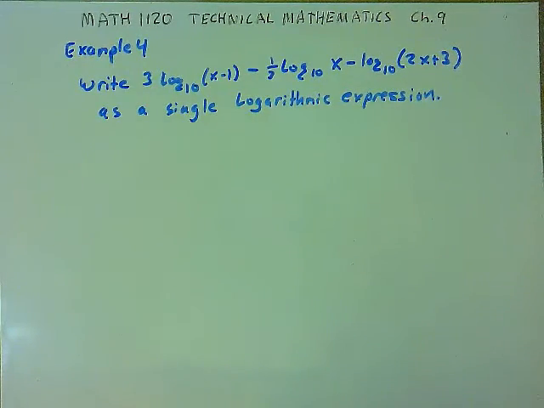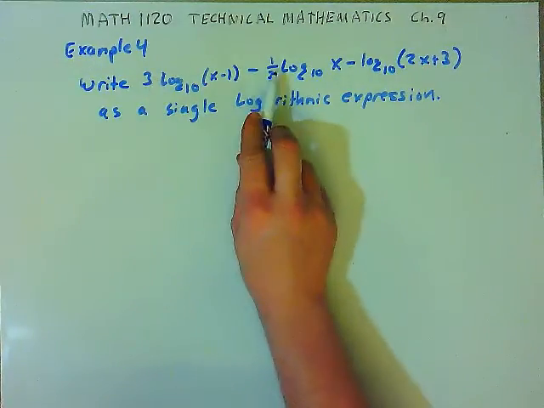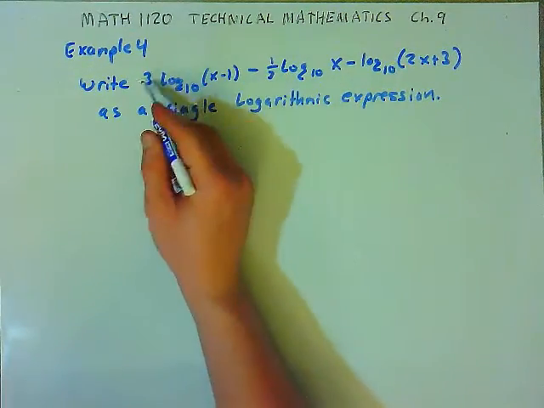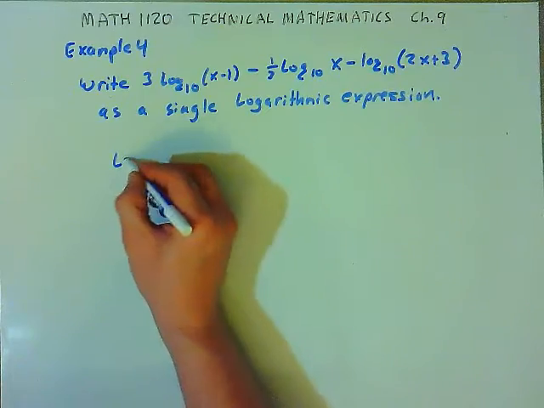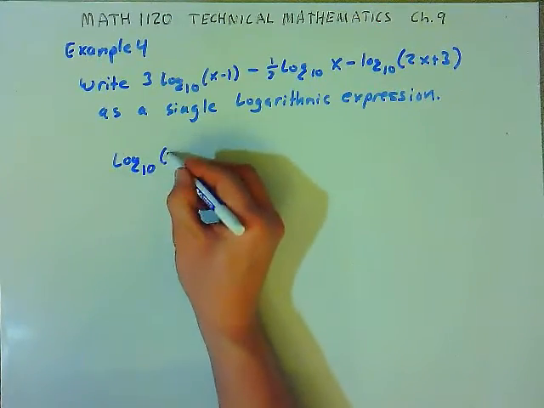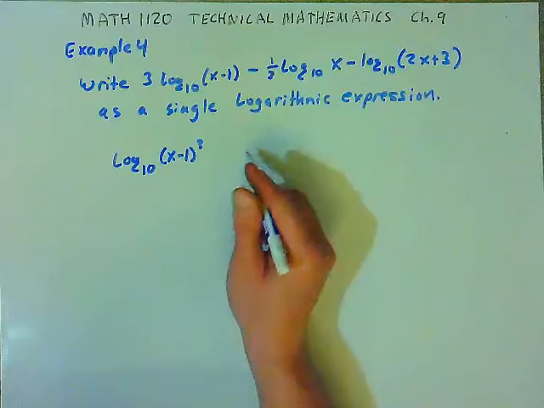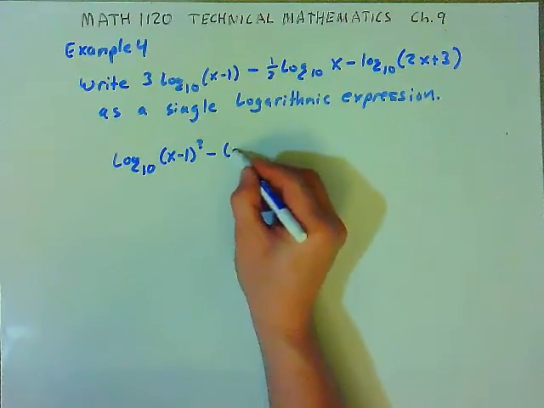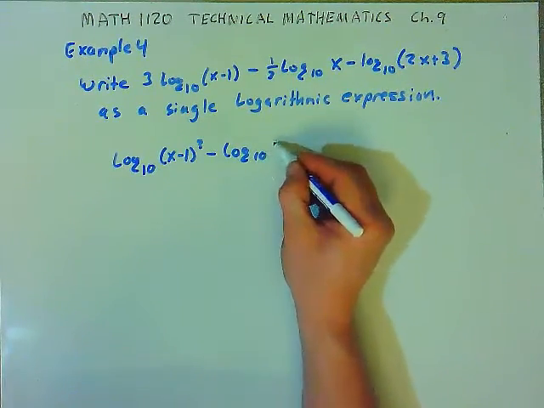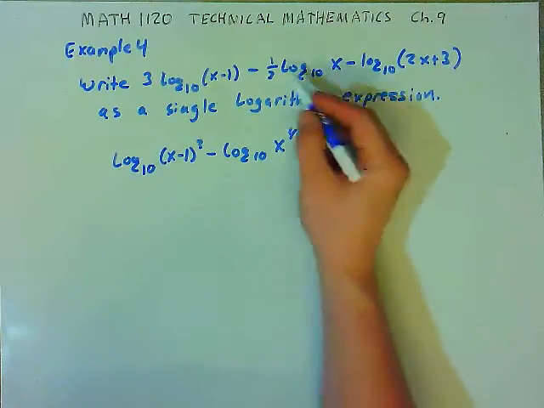Just like last time, the first thing I need to do is get rid of the multipliers by making them exponents. And so the 3 will become an exponent. It will be log base 10 of x minus 1 to the 3rd power, minus log base 10 of x to the 1/3 power. So the 1/3 became an exponent.